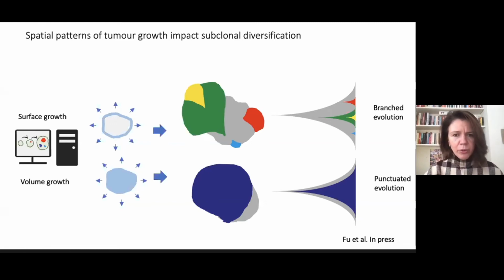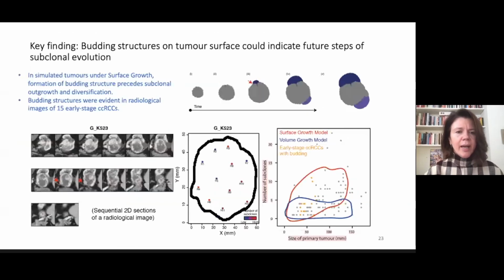Well, thanks to the highly annotated clinical cohorts, we were able to go back to the patient data and specifically radiological images. And before doing that, Zhao essentially rewound these simulations and observed that these budding structures that were shown in the previous slide actually precede subclonal outgrowth.